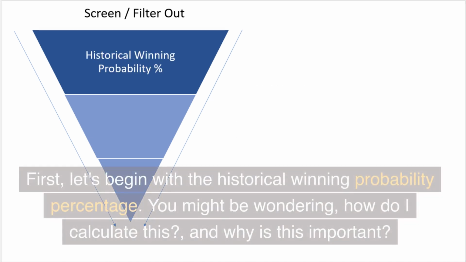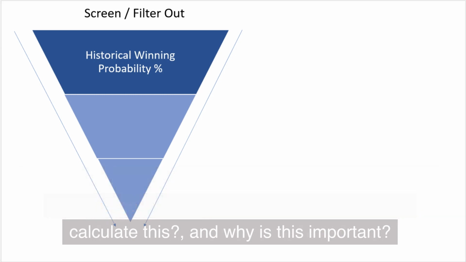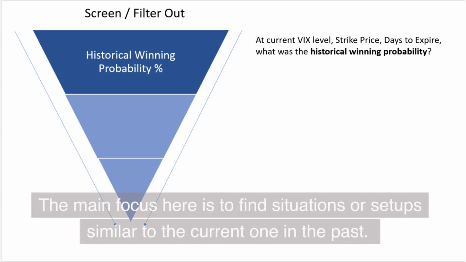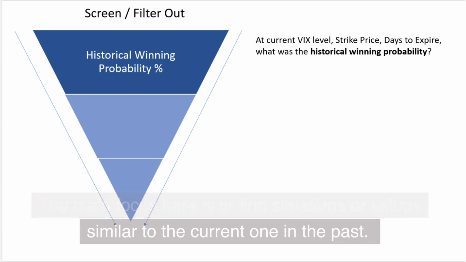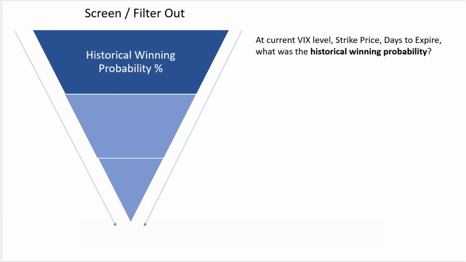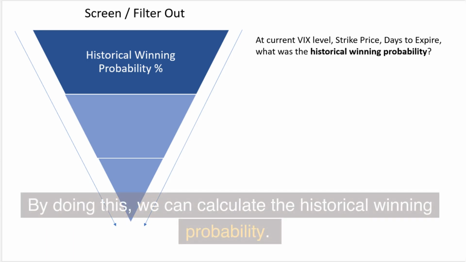First, let's begin with the historical winning probability percentage. You might be wondering, how do I calculate this, and why is this important? The main focus here is to find situations or setups similar to the current one in the past. By doing this, we can calculate the historical winning probability.